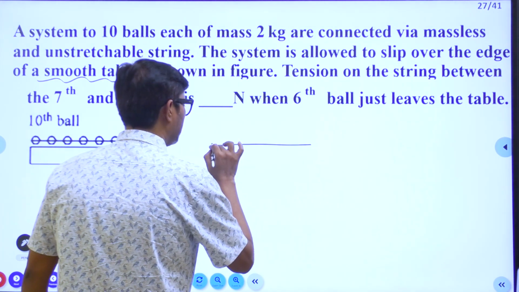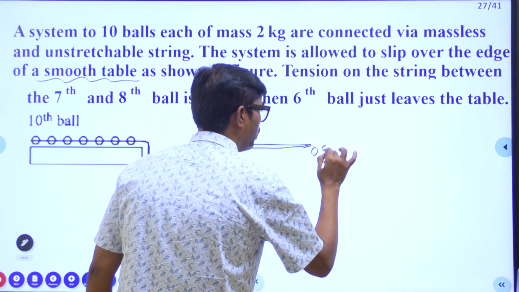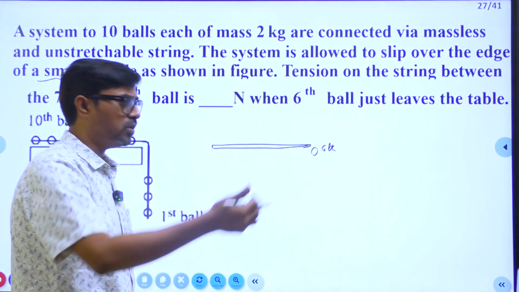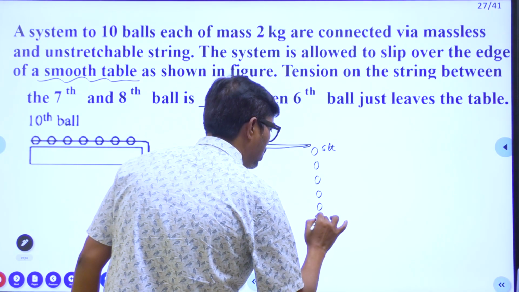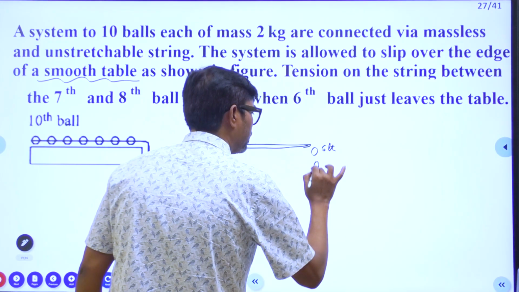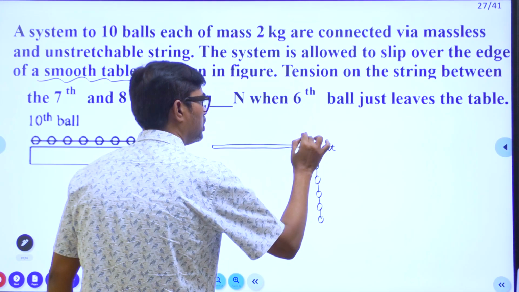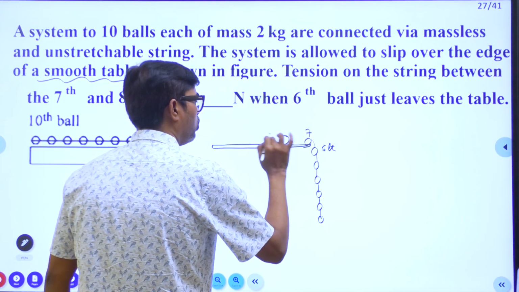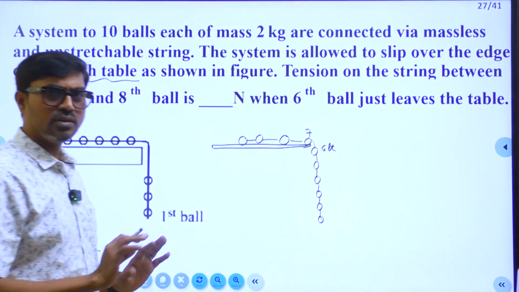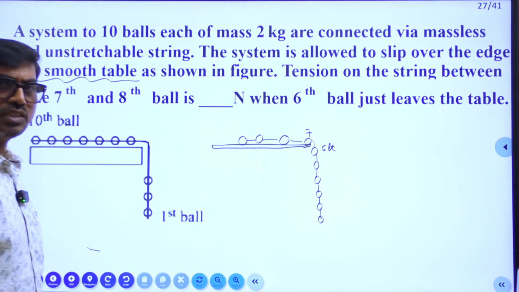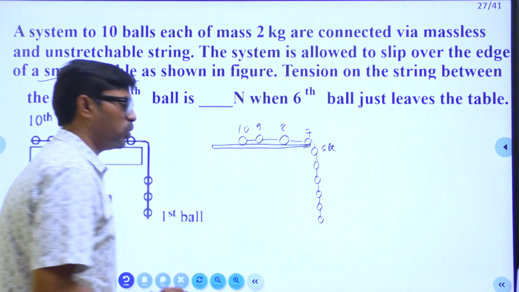So let's consider this is a table we have. The 6th ball is just slipping off the table, just came out of the table. Then the 5th will be here, 4th is here, 3rd, 2nd, 1st, all connected. Then on the table, how many would be there? The 7th ball would be there, 8th ball would be there, 9th, and then 10th. Separation is constant everywhere, because the string is unstretchable. So this is the 8th ball, this is the 9th ball and the 10th ball. This is what I have here.